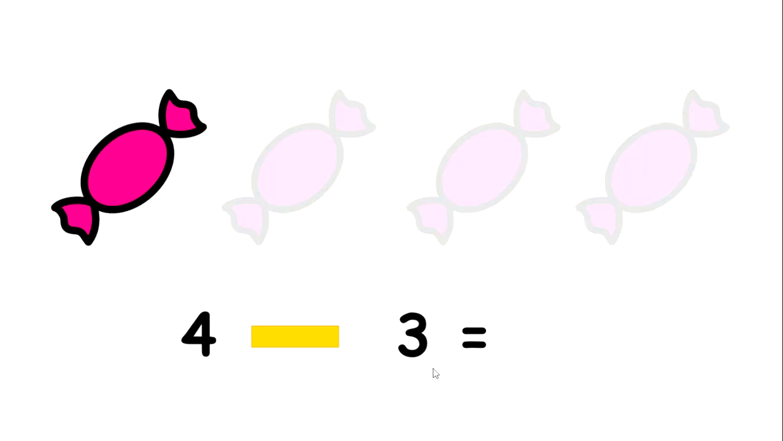So I subtracted 3 sweets right here. And how many sweets are left? We have 1 sweet left, or 1 sweet remaining. So 4, let's finish reading a complete subtraction sentence now. 4 minus 3 equals 1. So you have 1 sweet left.